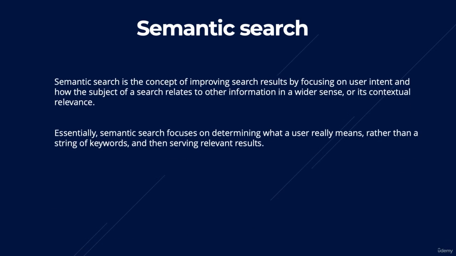Semantic search is the concept of improving search results by focusing on user intent and how the subject of the search relates to the information in a wider sense, or its contextual relevance. In a nutshell, essentially, semantic search focuses on determining what a user really means rather than a string of keywords, and then serving relevant results.